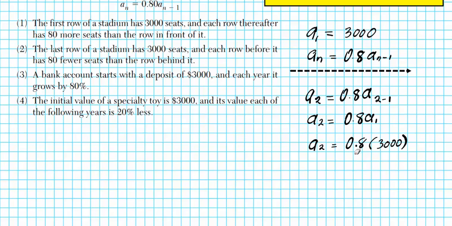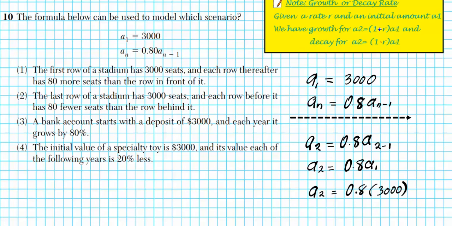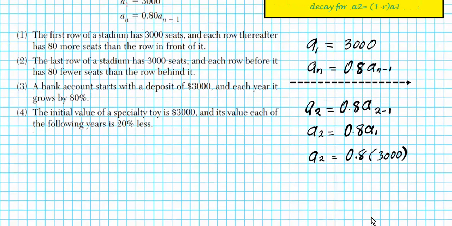What we're going to do is express it in the format 1 plus r or 1 minus r. So the question is, 1 plus what gives you 0.8? I'm sorry, I meant to say 1 minus or plus what? In this case it is 1 minus. So A2 is going to be 1 minus what gives you 0.8? 0.2, you can do that with your calculator. So 1 minus 0.2 times 3000 is equal to this right here.